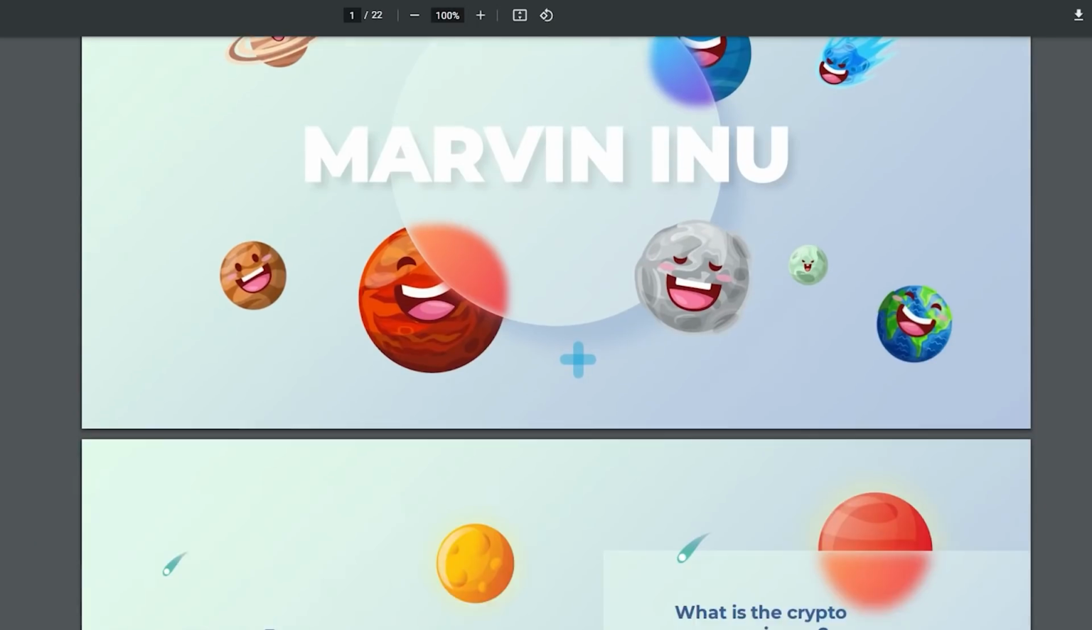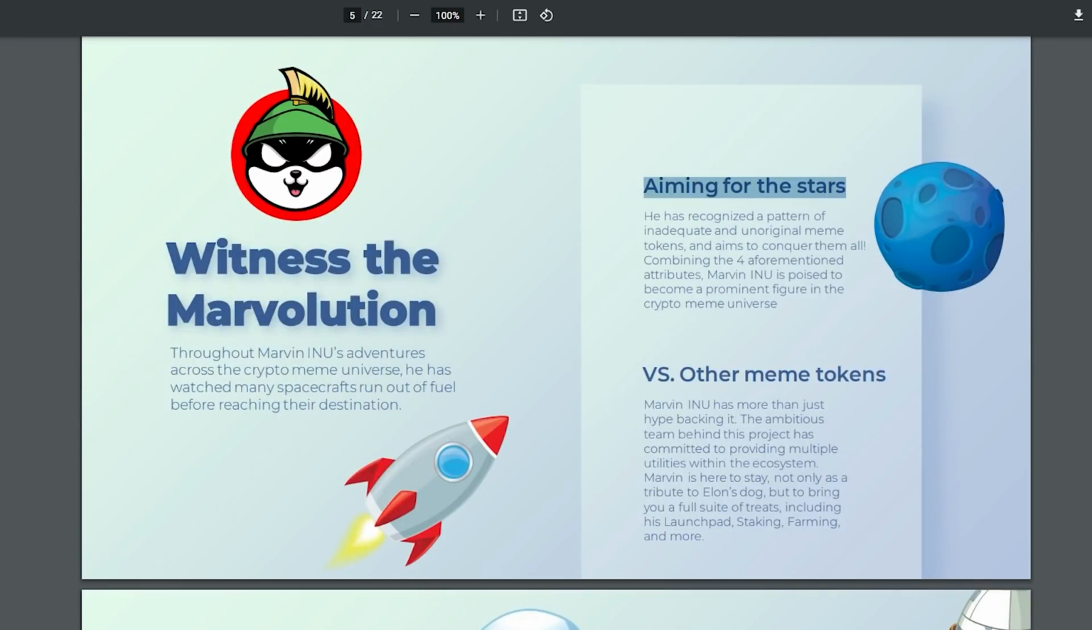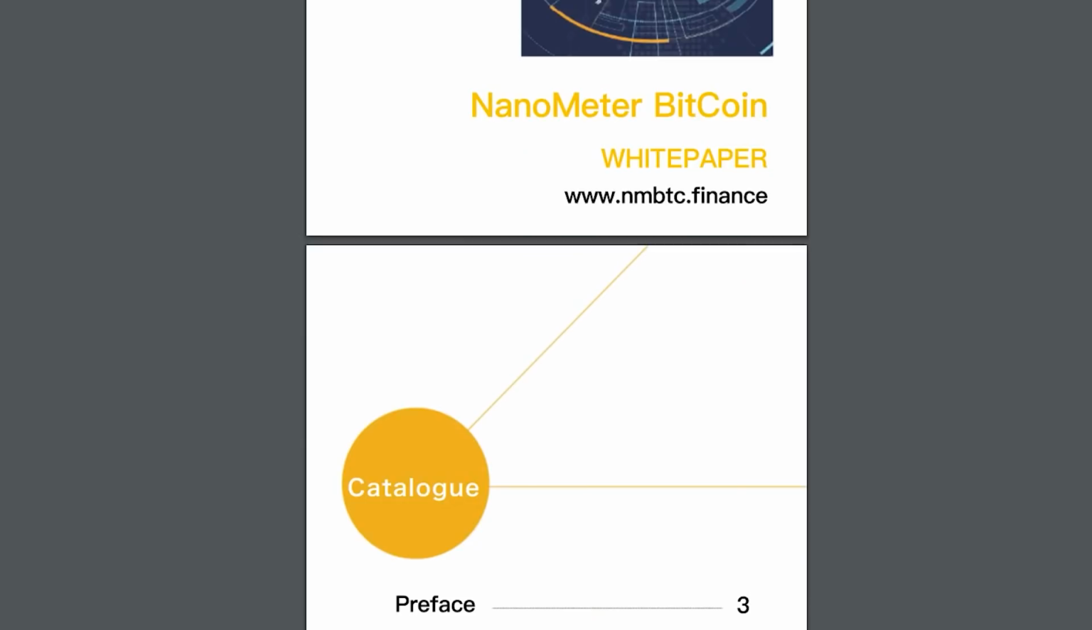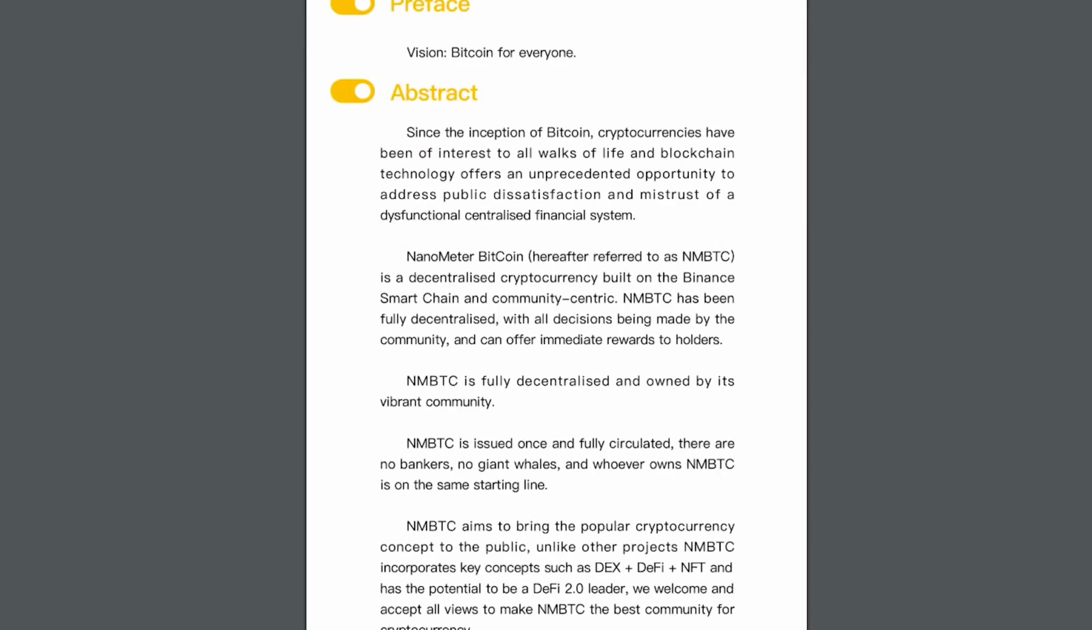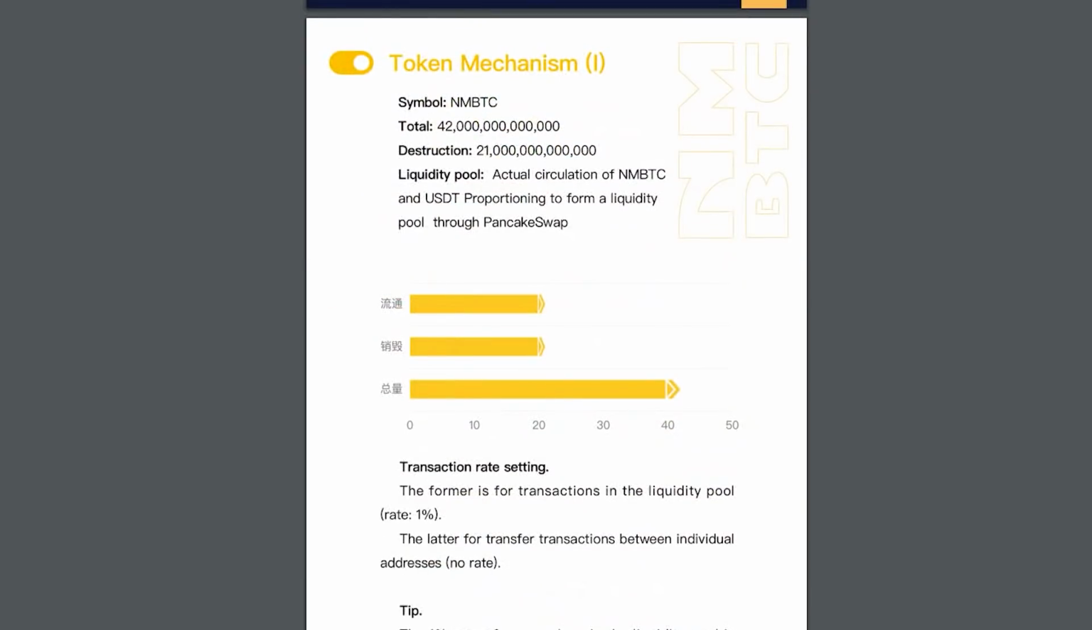That's how a good whitepaper should look. Meanwhile, if you look at some weird crypto like Maui Inu, if you check the whitepaper, it tells you some random stuff like endurability, fast adoption, aiming for the stars, and all kinds of crap. It doesn't tell you how the crypto works, what its real utility is, what the tokenomics are, who's the team behind it. Nothing. What about this Nanometer Bitcoin? The whitepaper looks like it's written by a primary school kid, and it's just 11 pages long of stuff that doesn't say anything at all. So by checking the whitepaper, you will roughly know what the developer is capable of.